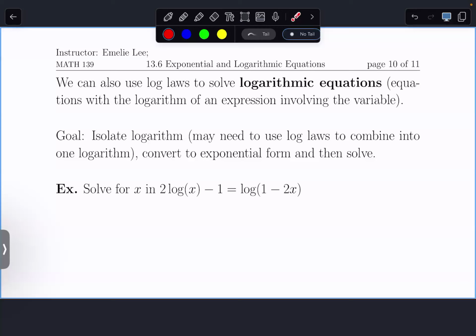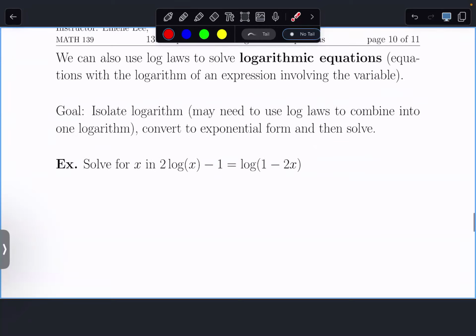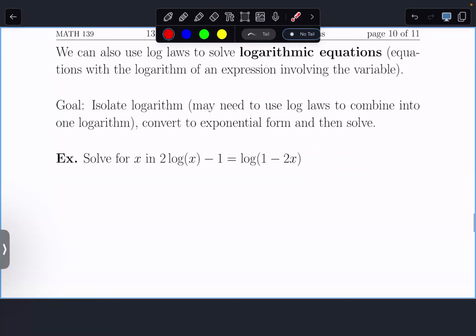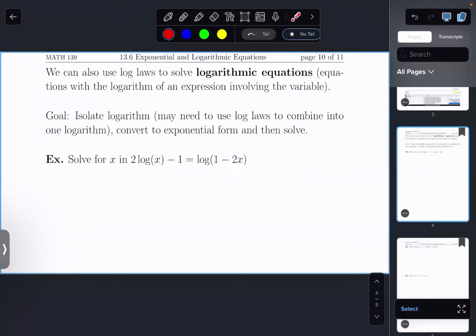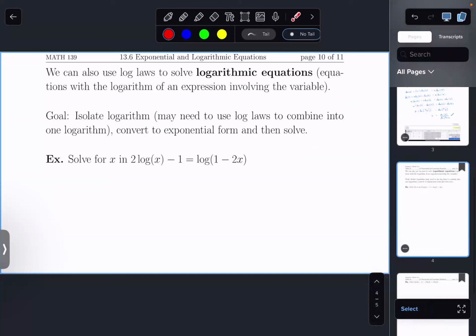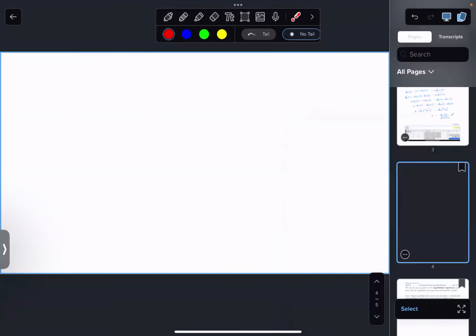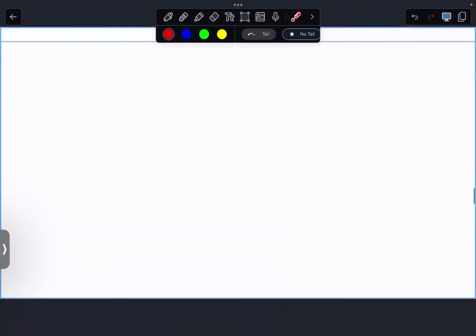So what does that look like? Oh, before I do that, I want to add a page just in case. And how do I add?